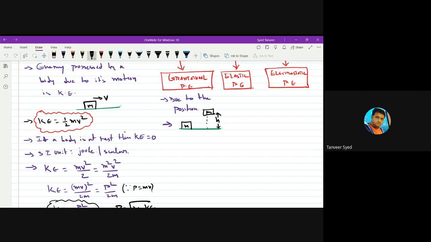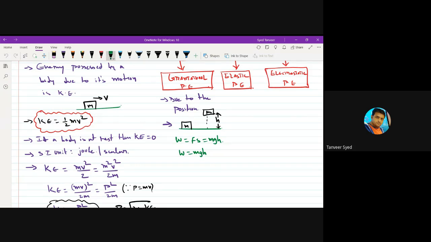How much work is done by you? Force into displacement. Sir, mgh. How much is the force? The minimum force that you need to apply to lift that book is equal to its weight, and displacement is h. So W is equal to mgh. This much work is done.